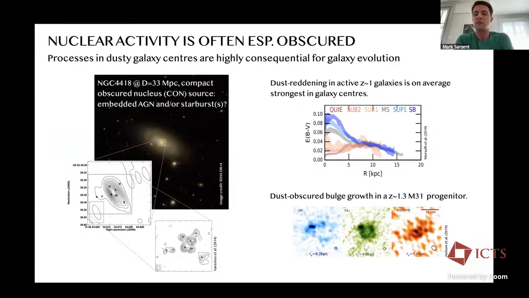And this advantage of not being impacted by dust is also very impactful in a resolved view of galaxy formation. So often galaxy centers are where a lot of the action takes place. You know, the buildup of spheroid components over time, AGN activity, feedback, and the plot on the top right illustrates this for redshift 1 galaxies in a study by Morselli et al.